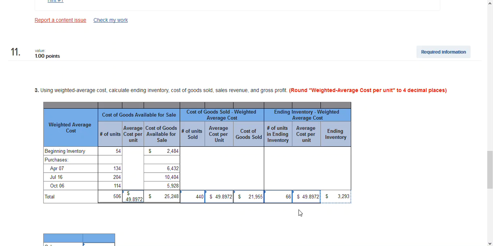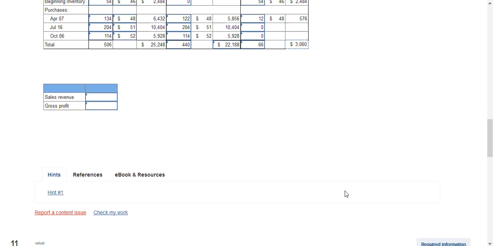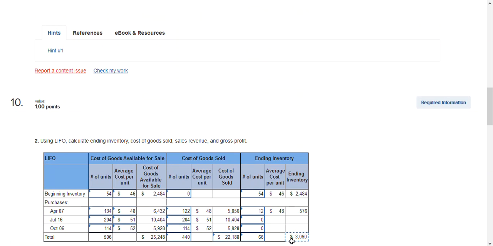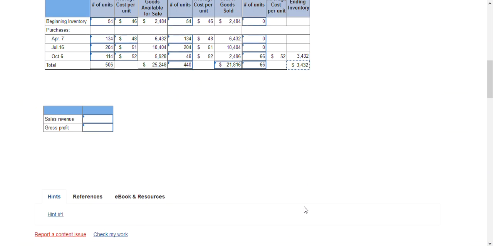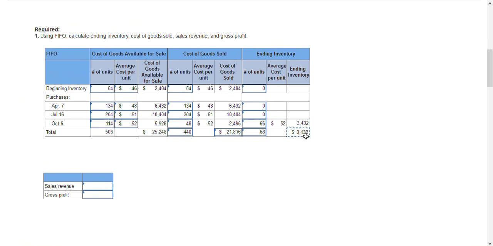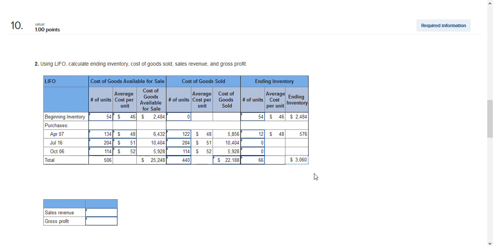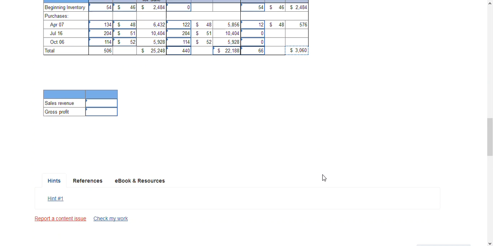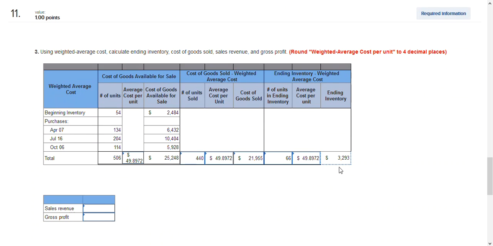So weighted average uses an average cost of all these items to come up with the amounts to be used for the cost of goods sold and ending inventory. So what you should see is that you end up with a cost of goods sold weighted average and an ending inventory average that falls somewhere between these amounts for FIFO and LIFO. So let's just look at it. For our ending inventory in FIFO, we've got 3,432. LIFO, we got 3,060. And weighted average, we got 3,293. So you see that kind of falls in the middle.